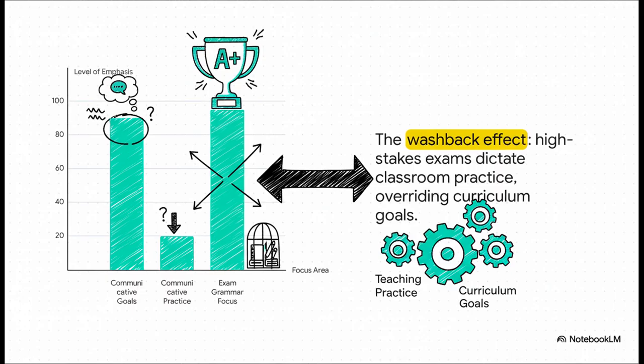And as you can see, here's what happens. The curriculum might have these lofty communicative goals, but at the end of the day, it's the exams that determine a student's future. So what do you think happens in the classroom? It becomes all about grammar drills. The test essentially dictates everything about the teaching.